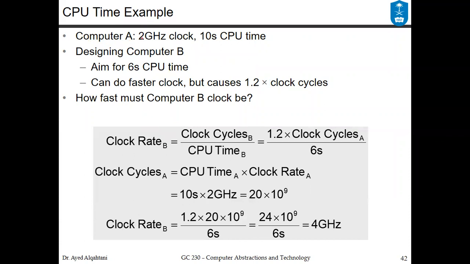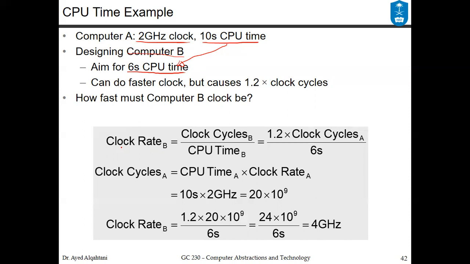Now, here is a CPU time example. You have a computer A, which runs on a 2 gigahertz clock, and it has 10-second CPU time. So the CPU time is given here, and the clock rate is given. You want to design another computer B, and you are aiming for 6-second CPU time, meaning that you want to reduce the 10 seconds to 6 seconds. You can do a faster clock, but you are paying for this by having the clock cycles increased by 20%, meaning the new clock cycles are going to be 1.2 times the old clock cycles. Now, the question is, how fast must computer B clock to have these conditions?